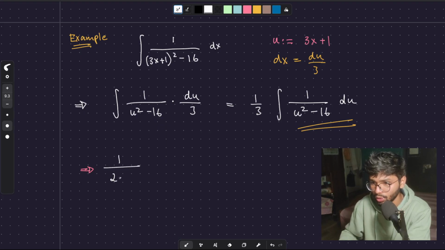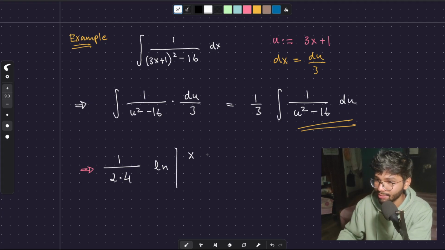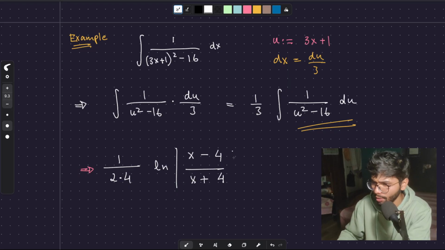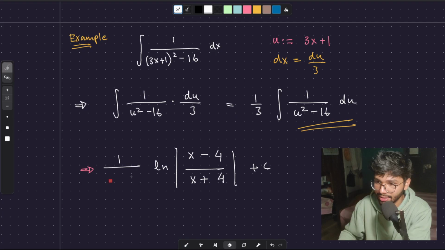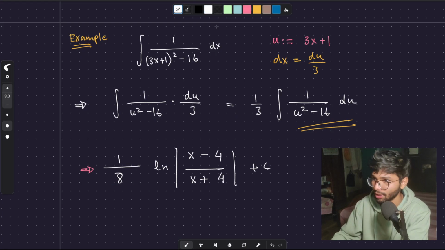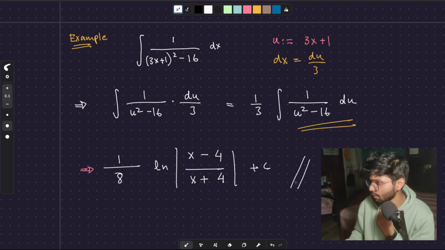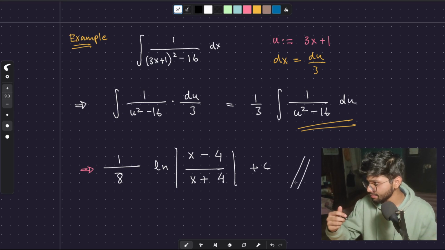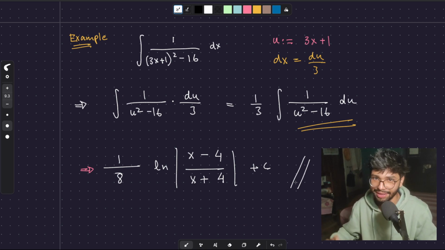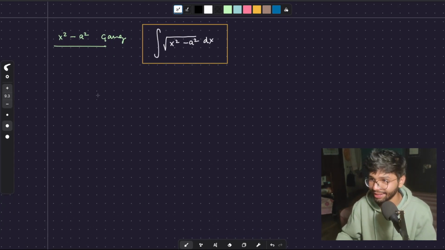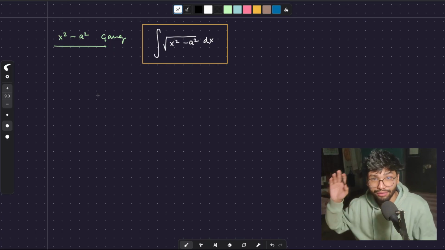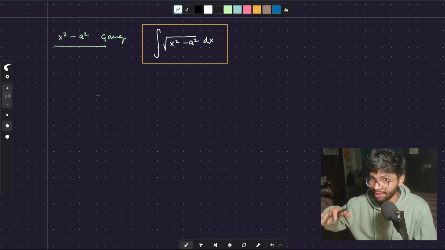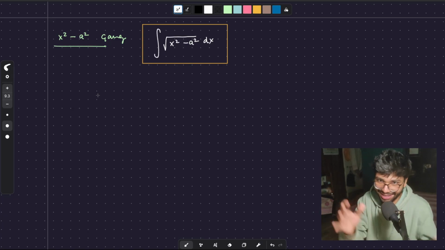1 over 2 times 4 times the natural log of, I did not forget it this time, x minus a, again this is 4, over x plus a, that is 4, and plus c. Again, we can replace this 2 times 4 with good old 8. So I hope you got the example right, and we can move on to the next gang member, that is the square root of x squared minus a squared. And yeah, that's that one.